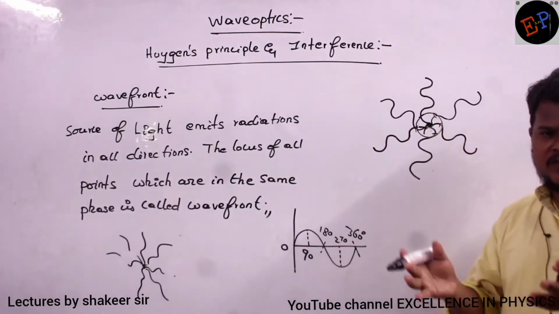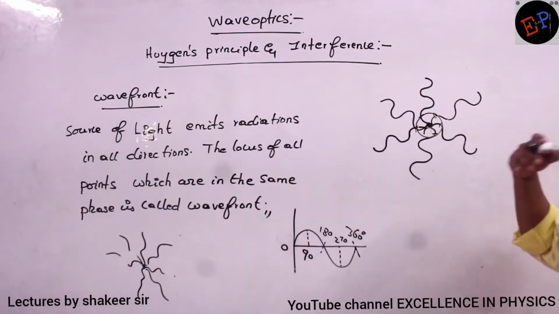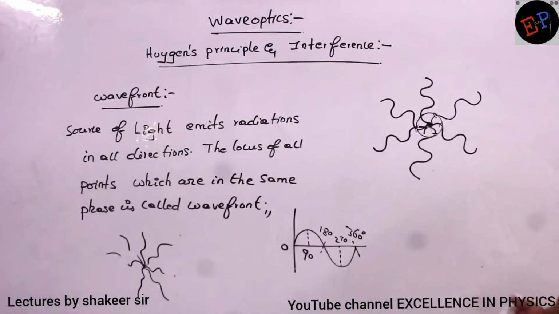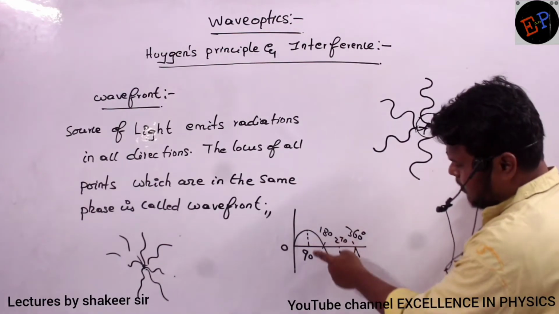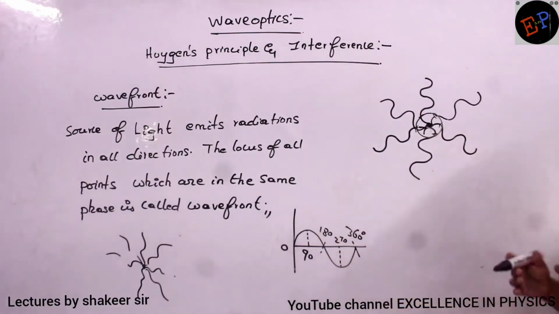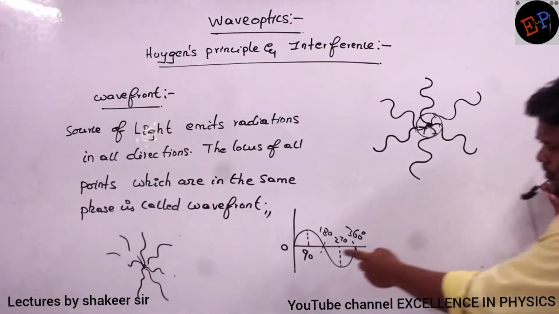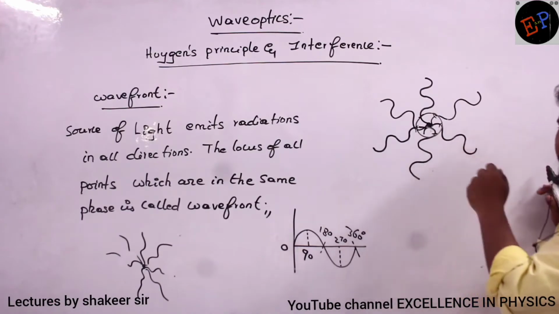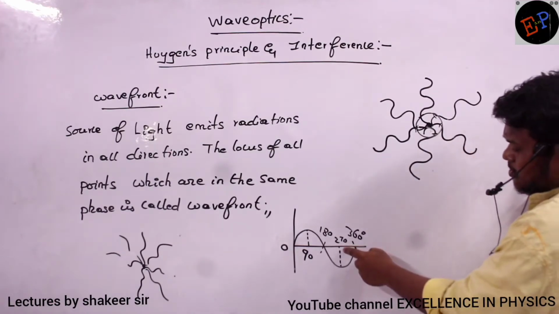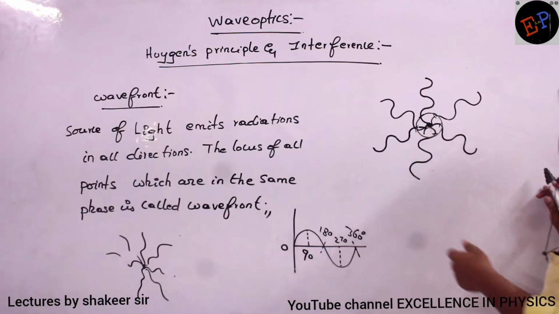That sphere which is formed gives radiations in every direction, so therefore a sphere will be formed. If you take every point on the sphere, then every point will be at 90 degrees. That is called a wavefront. Similarly after 90, if you take 180, then I will get another sphere. That is also a wavefront. Similarly you take 270, I will get one more sphere. That is also a wavefront.